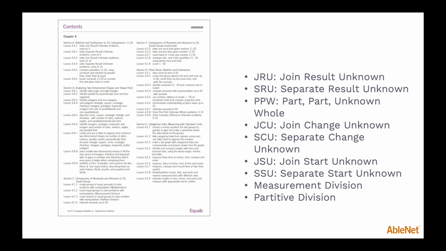Moving out of grouping now, a couple of housekeeping items when reviewing the lesson objectives. A common question asked when looking at the lesson objectives is, what does the language "join result unknown" or "separate result unknown" mean? These lesson objectives are considered different problem types for the 4 operations that students learn in a specific order.